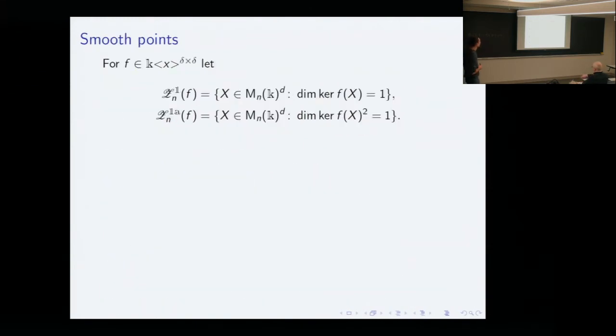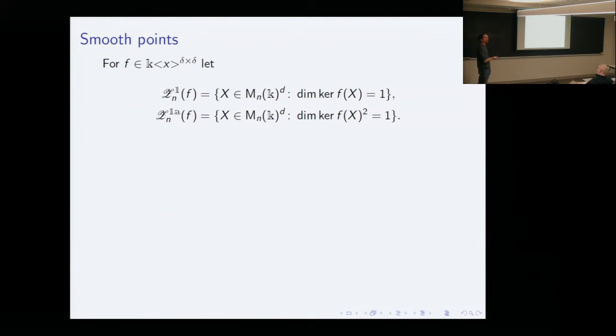So that was about real points. Then there's also something about smooth points, if you want to explore this geometry of free loci a bit more. So let's fix a polynomial. Now, the free locus is the points where f of x is singular. And now let's be a bit more precise. Let's look at those points where f of x is singular but not too singular, so the kernel is one-dimensional.